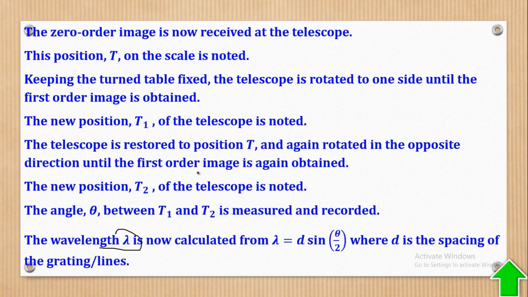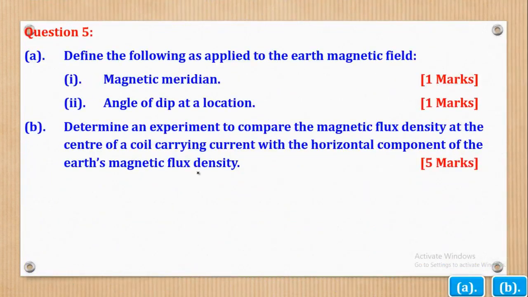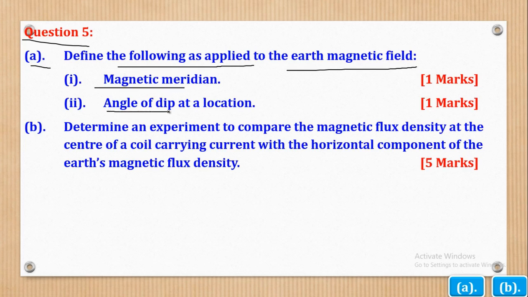The wavelength lambda is now calculated from lambda is equal to d sine theta over 2, where d is the spacing of the grating lines. So that is how marks would be awarded. So now we shall go to question 5. Question 5 part A says define the following as applied to Earth's magnetic field. Roman 1, magnetic meridian, and Roman 2, angle of dip at a location.